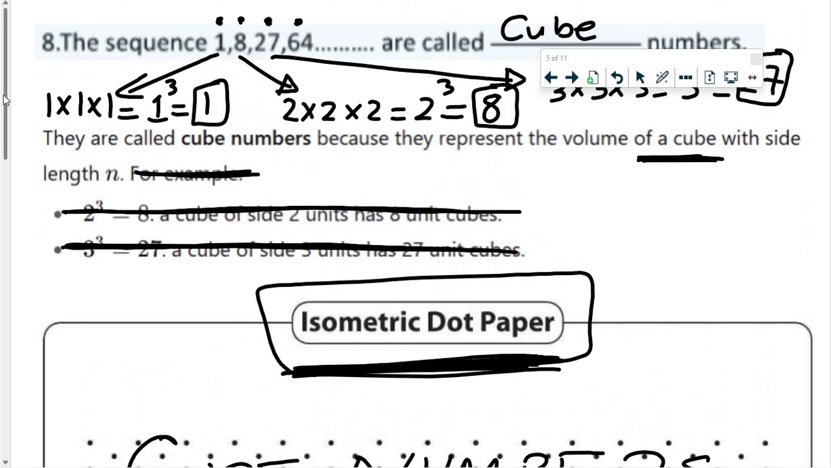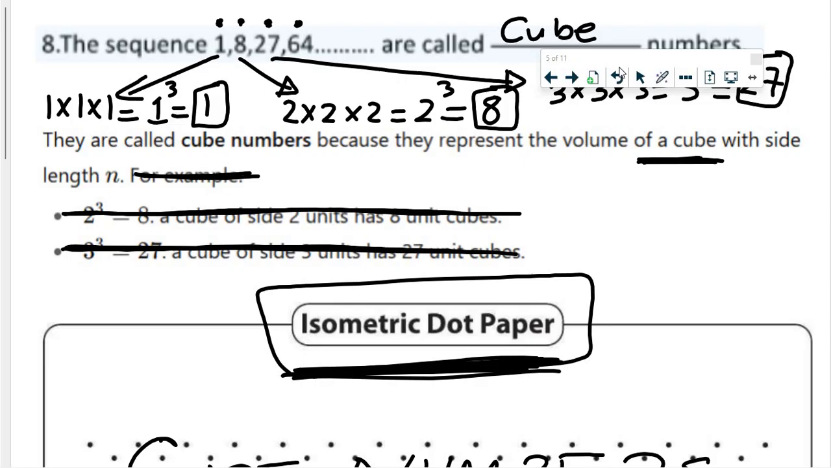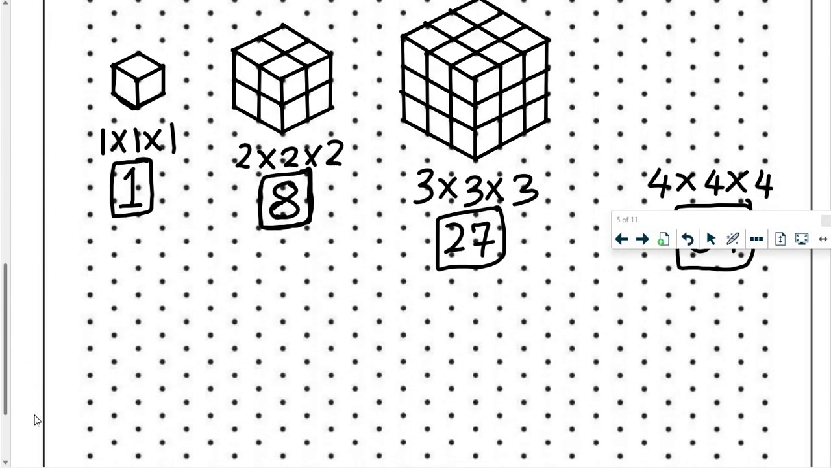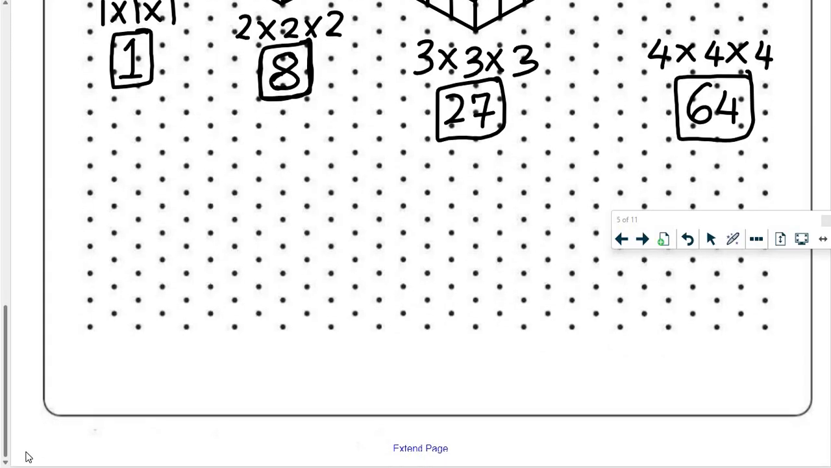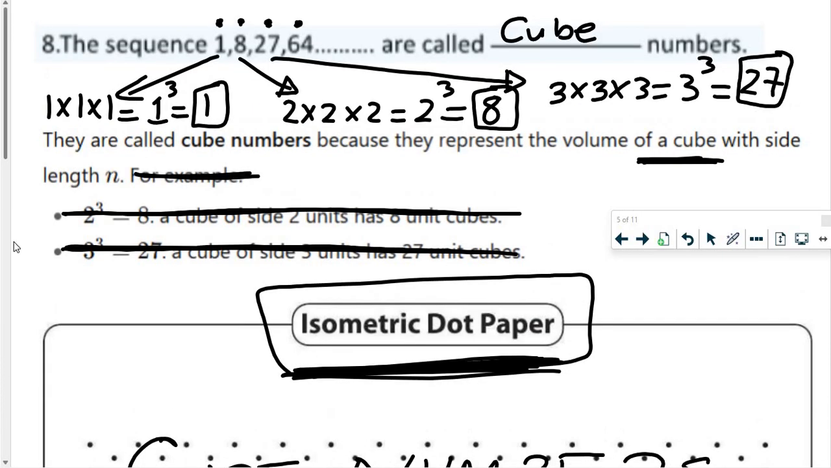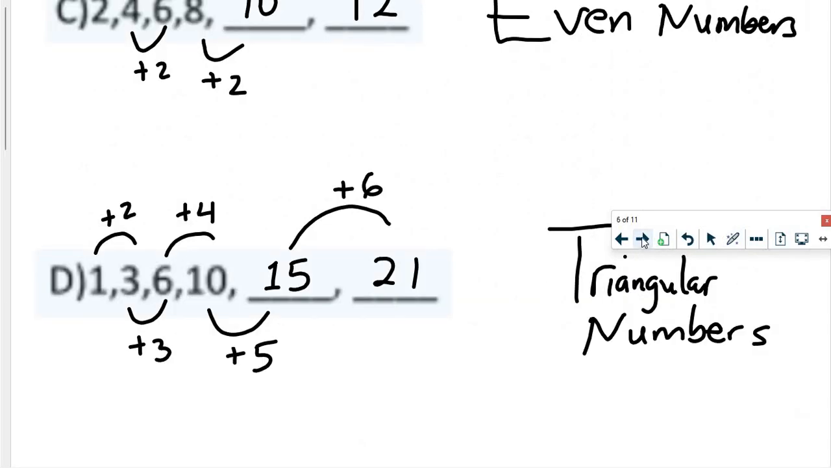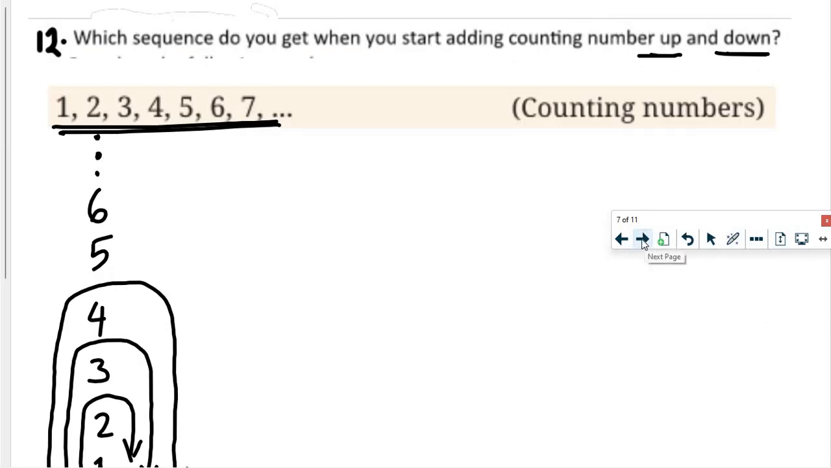Here the sequence, why they called cube numbers, and the pictorial representation. So we did everything on this worksheet. So that's all. We are done with this worksheet on patterns in mathematics.